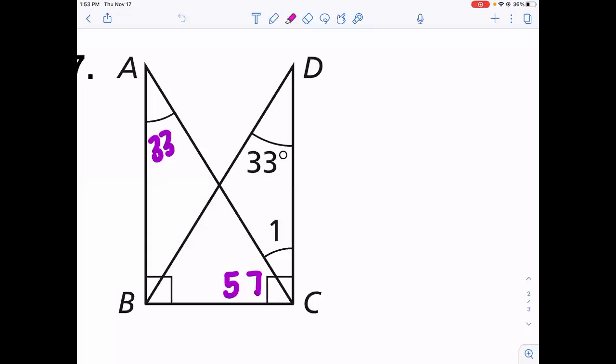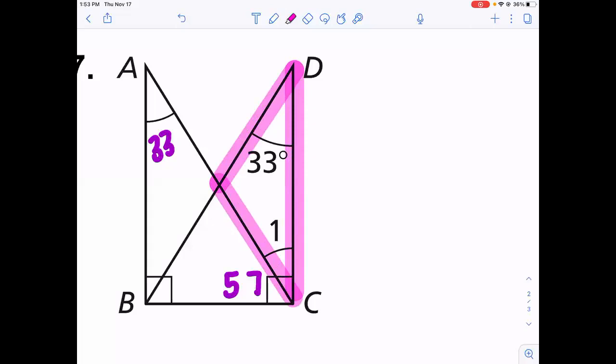What kind of triangle is this? Why is it isosceles, Jake? That's not marked. Yes, it is. No, it's not. Yes, it is.